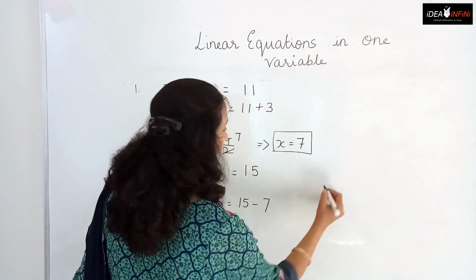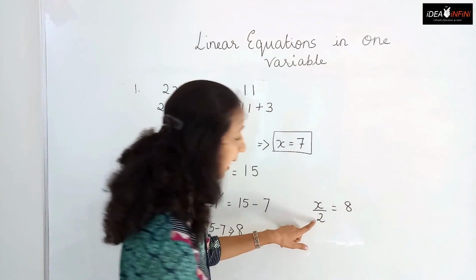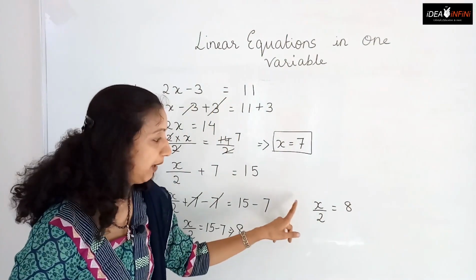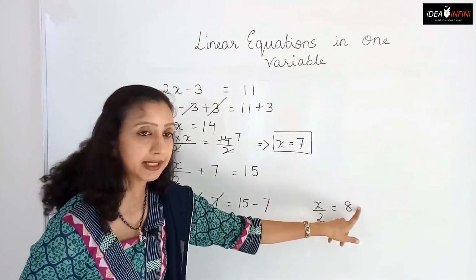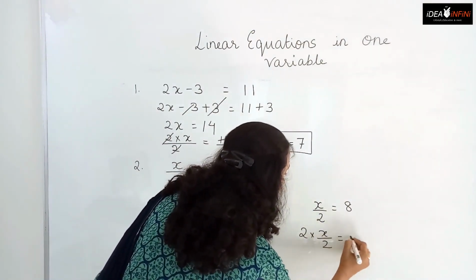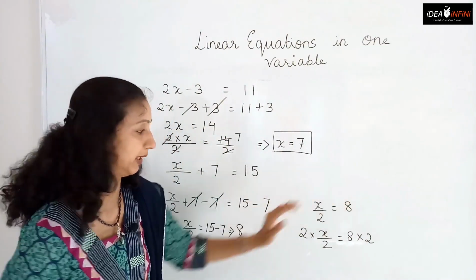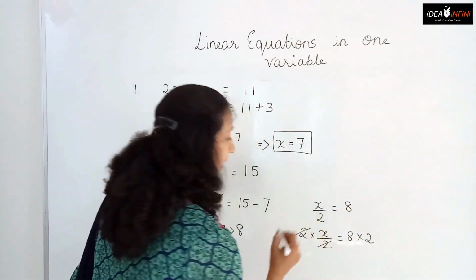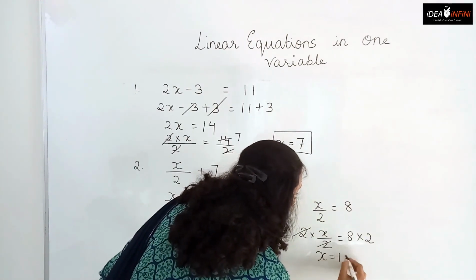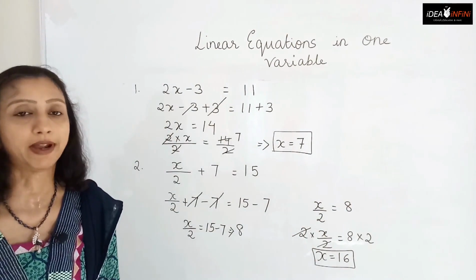That means if I continue here, x by 2 is equal to 8. To get rid of this 2, I have to multiply this by 2 and this again by 2. So 2 into x by 2, 8 into 2. Because this is the left hand side, this is the right hand side. This 2 again cancels out, and what you get the answer as x is equal to 16. So this will be your final answer.